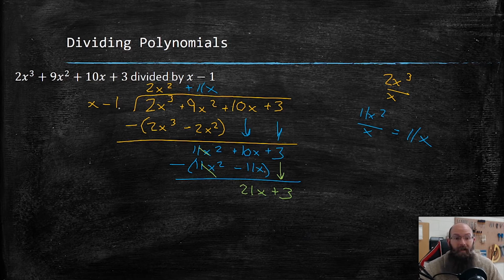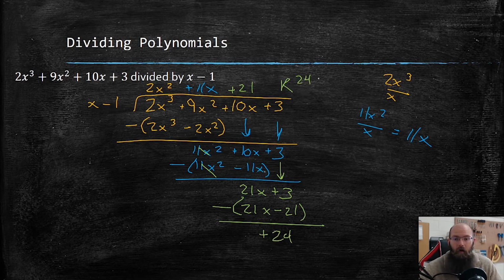Then I have this 21, and I need to divide by x, and that gets me just a 21. 21 times all of that, 21x minus 21. Wrap it up in parentheses and subtract it all away. I end up with 3 minus a negative 21, which is a positive 24. And that's my remainder, so I'm just going to write that as an r of 24. Or I could write it, cross that out so you don't think it's writing both, or I could write 24 over x minus 1 because it was not divided by this x minus 1 yet.